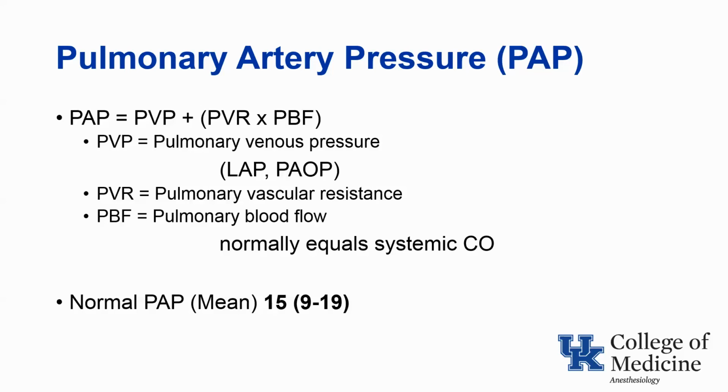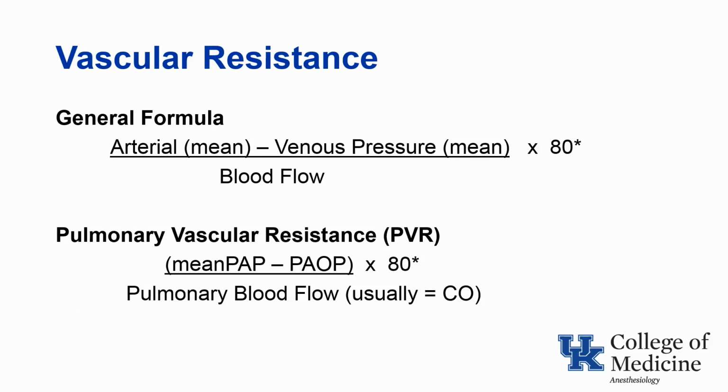And normal pulmonary artery mean pressure is somewhere between 9 and 20, but the upper limit of normal, or the definition of pulmonary hypertension, is considered 25 or greater. The general formula for pulmonary vascular resistance is mean PA pressure minus pulmonary artery occlusion pressure divided by pulmonary blood flow, which is usually the same as systemic blood flow.